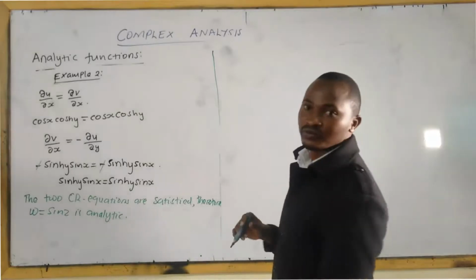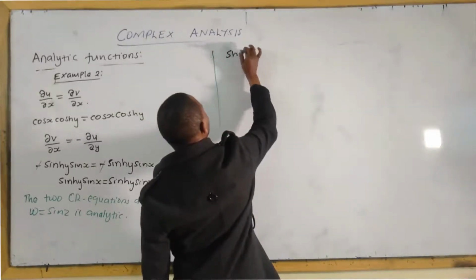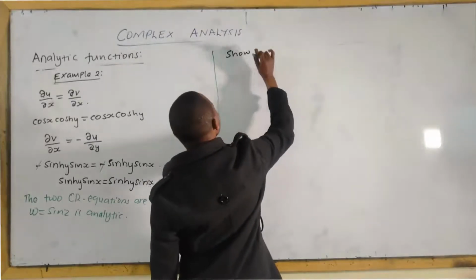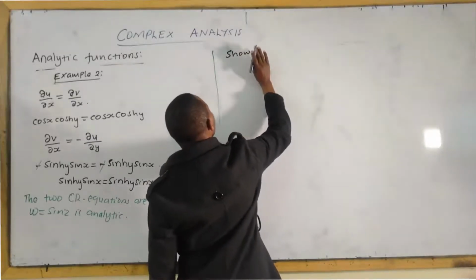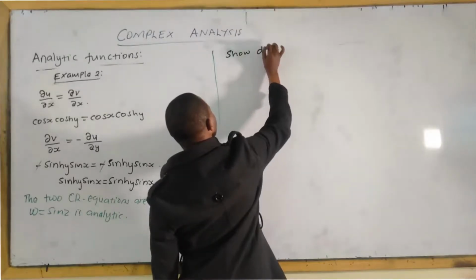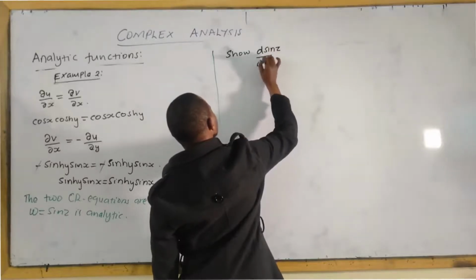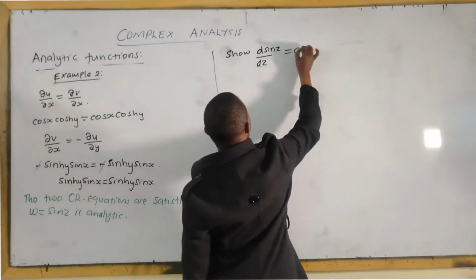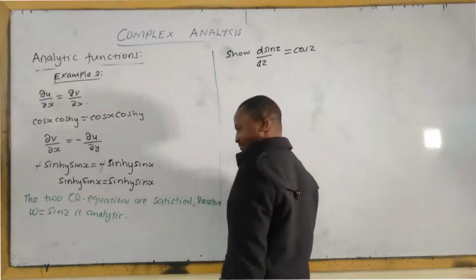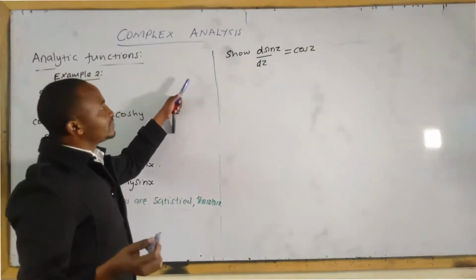The second part of the question we have been told is to show that the derivative of sin Z with respect to Z is equal to cosine of Z. So, solution.